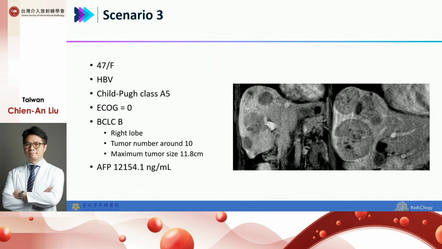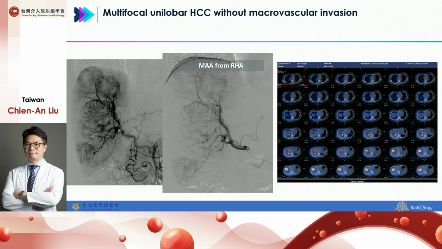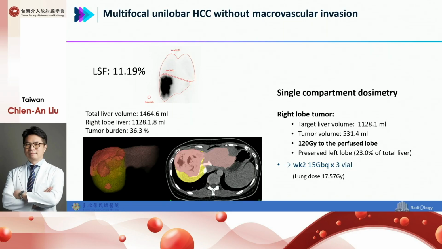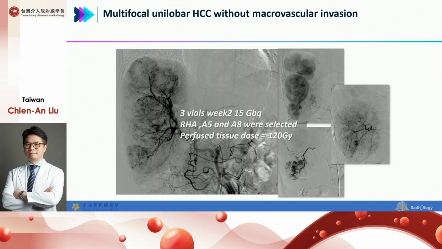So this is a multiple nodule in the unilobar. So the AFP level is quite high. In this case, you can see that there are different feeding arteries to different masses. So we select each one by one, and we calculate the volume and the lung shunt fraction. The lung shunt fraction is actually borderline, it's 11. So for safety, we decided to perfuse 120 gray to the perfused lobe. It's the average. So we use a 3 week to 15 GBq vial to the tumor.